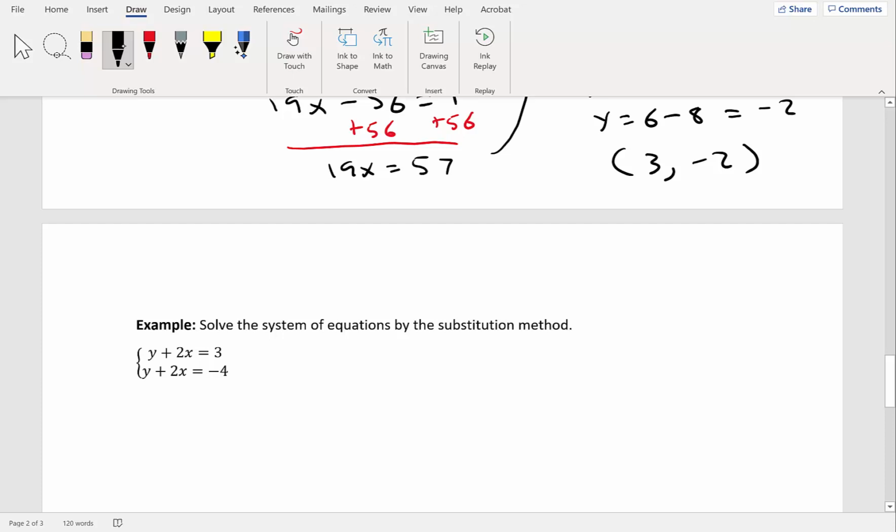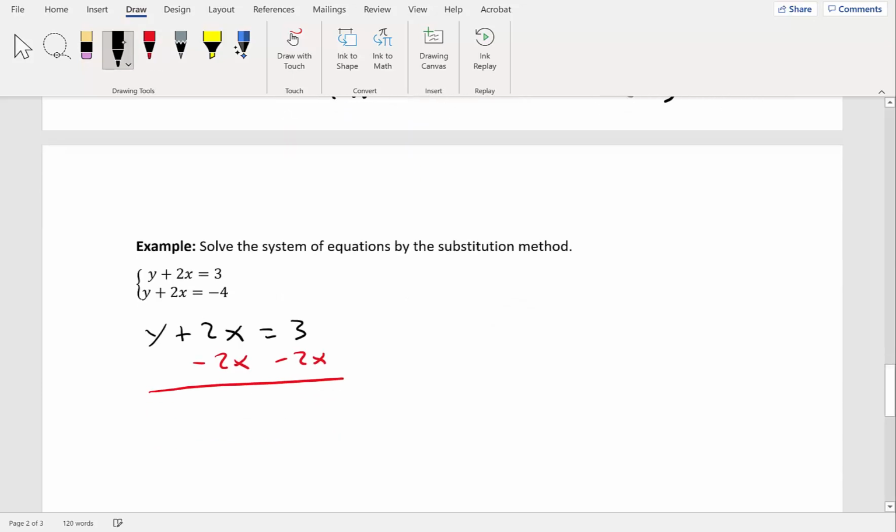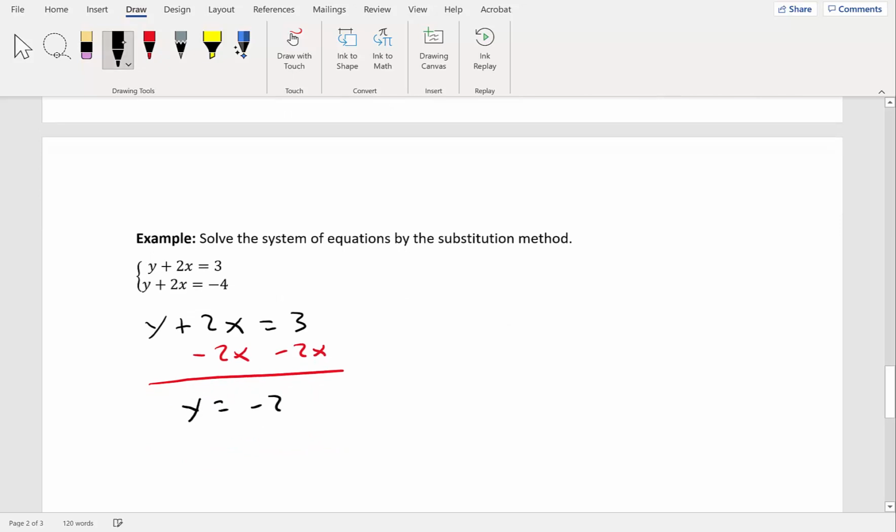So first equation, we have y plus 2x is equal to 3. And then the second equation, we have y plus 2x is equal to negative 4. Okay, so we're going to solve for one of our variables in one of the equations. Let's just go ahead and take that first equation. And then the more convenient variable to solve for would probably be y, because all we have to do is subtract 2x from both sides. So we have y is equal to negative 2x plus 3.